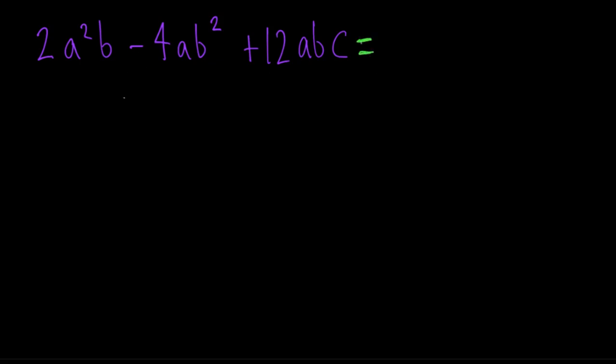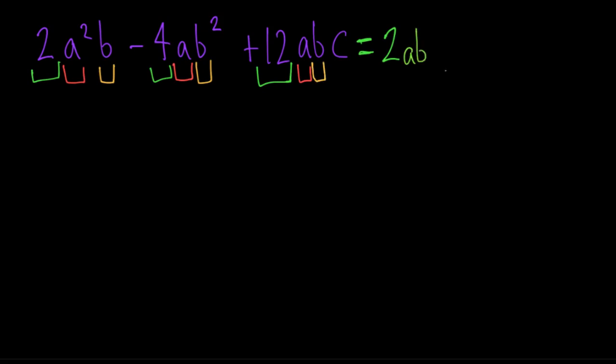So let's look for the highest common factor number, and we can see that it's 2, because here we have 2, here we have 4, and here we have 12, and they're all divisible by 2. So let's factor that out. And notice also that we have a in each term, right? And also we have b in each term. So we can also factorize a and b. So let's write 2ab is what we're factorizing out.